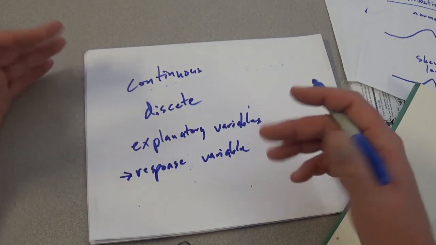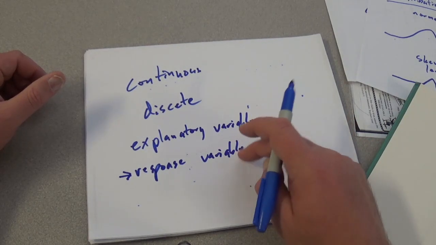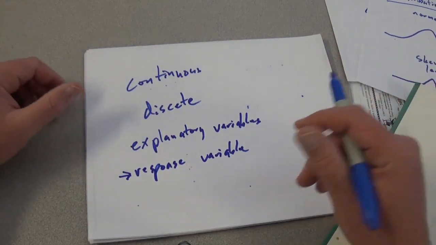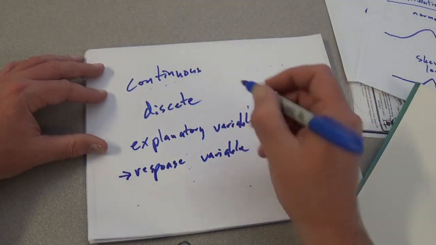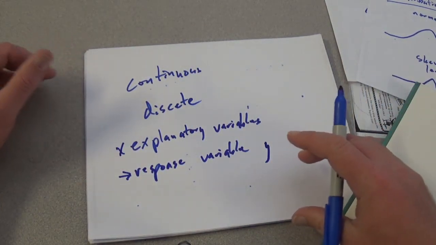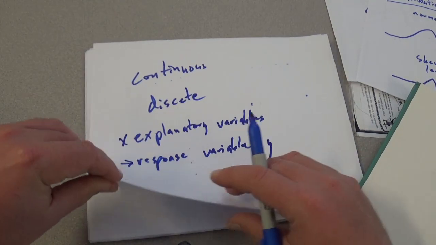So if we're talking about stuff to improve math scores, then the response variable would be the math scores. The explanatory would be studying or sleep or knowing things. So basically, this is like X and this is like Y. But we don't have X and Y because we're in stats now.